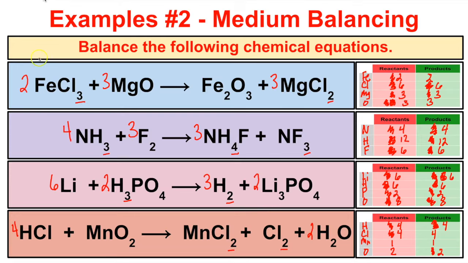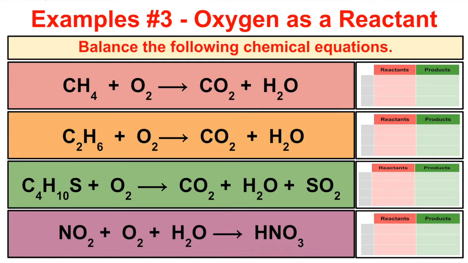Let's take a look now at some balancing chemical equations where you have oxygen as the reactant. In this set of example problems, whenever you have O2 all by itself on the reactant side, it's going to present a little problem. So let's take a look at a few examples where we have O2 or oxygen gas all by itself on the reactant side of the chemical equation. Let's take a look at some combustion reactions.